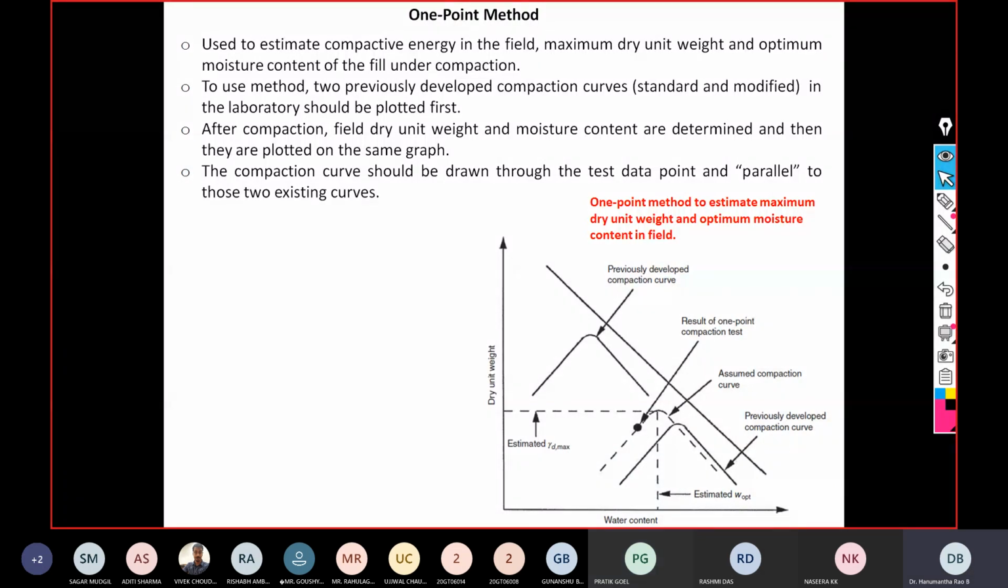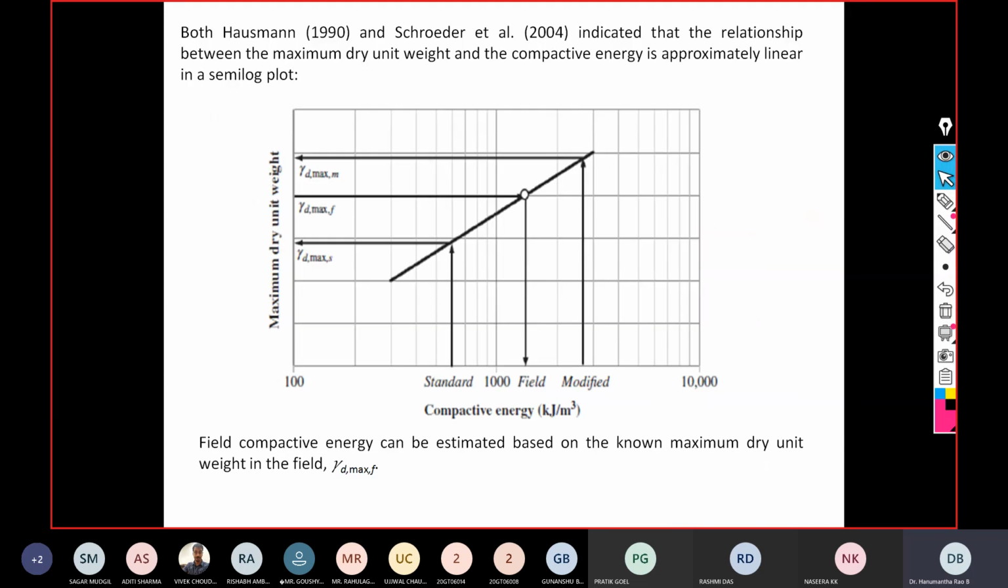Okay. So, yesterday we were discussing the one-point method: how to verify whether the compaction in process in the field is achieved or not. So one verification process is the one-point method.